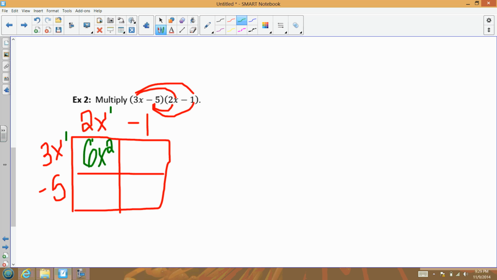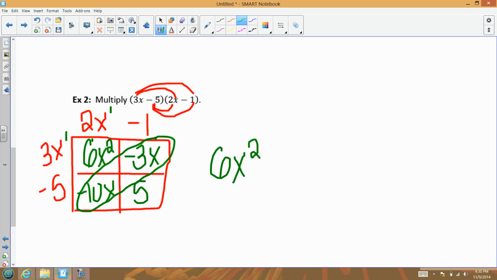Over here in this box, it's going to be 3x times -1, so it's going to be -3x. Down below, I have -5 times 2x is going to be -10x. And then lastly, -5 times -1 is just going to give me a +5. Now these are my four terms that you would have gotten from FOILing or from distributing, and now it's just combine them. In the diagonal, a lot of times are going to be your like terms, not always, but a lot of times it will occur where the like terms happen to be in the diagonal. So always just check for it.